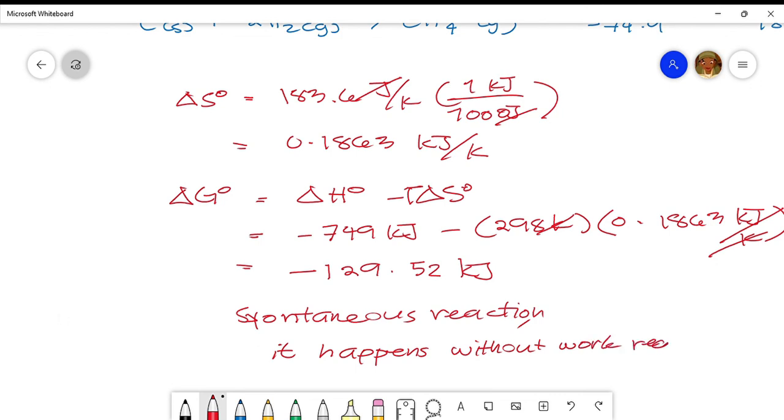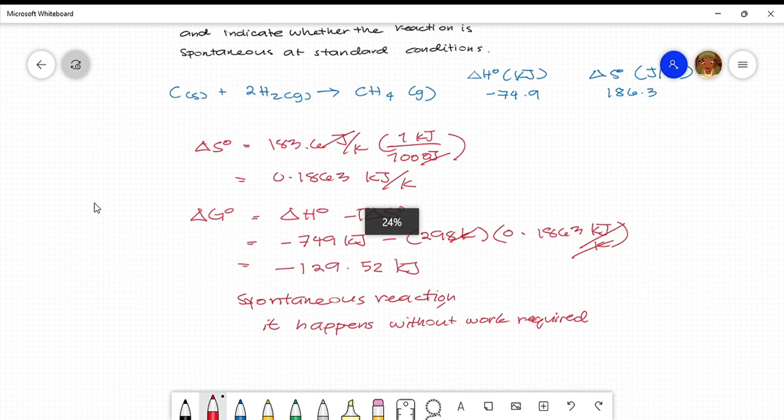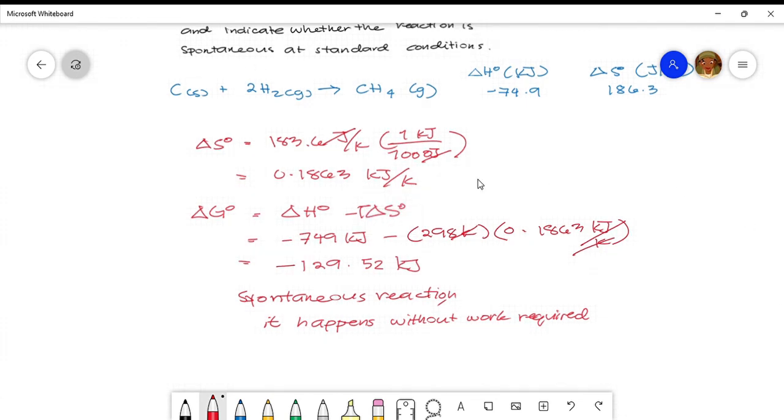So by solving this first item, you'll be able to solve the following items B and C in your activity. So I hope you learned something in this video. So thank you for watching.